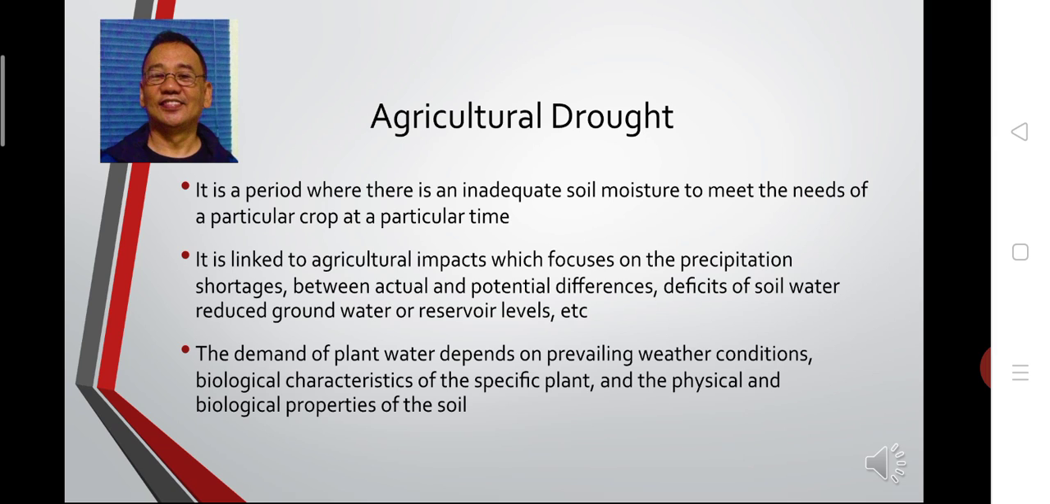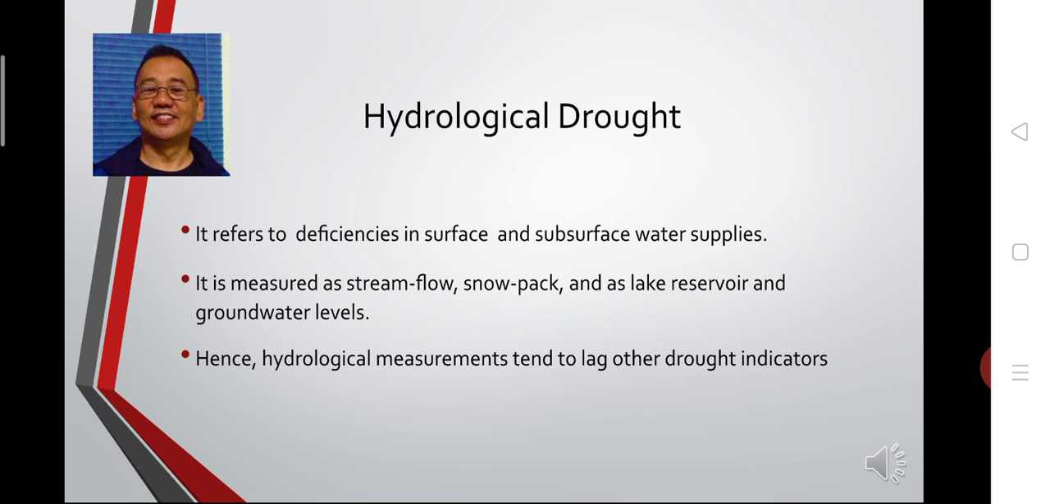The demands of plants and water depends on prevailing weather conditions, biological characteristics of specific plants, and the physical and biological properties of the soil. So we have two, meteorological and agricultural. Now, hydrological drought. Ito yung, it refers to the deficiencies in surface and subsurface water supplies.